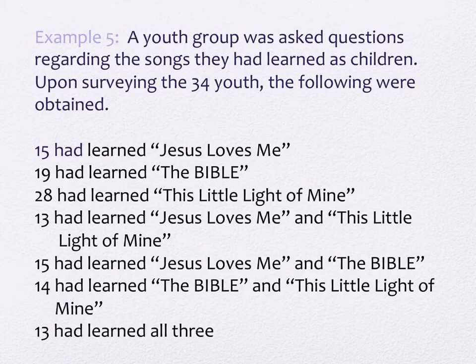Example number 5, it's a youth group, and they're asked questions regarding songs learned as children. Upon surveying 34 youth, the following were obtained. I won't read all of them, but there's 3 different songs. Some of them say they learned a specific song, like 15 learned Jesus Loved Me. Some of them talk about learning 2 different songs, like 13 learned Jesus Loved Me and This Little Light of Mine. And the one at the bottom talks about learning all 3 songs. Okay, so a variety of different combinations of songs children had learned.